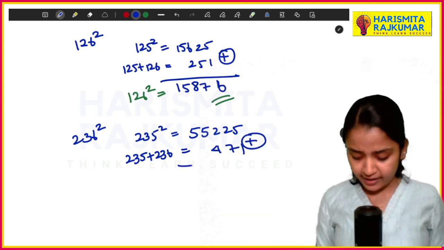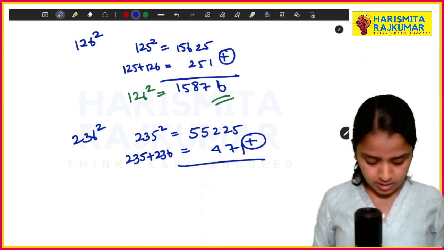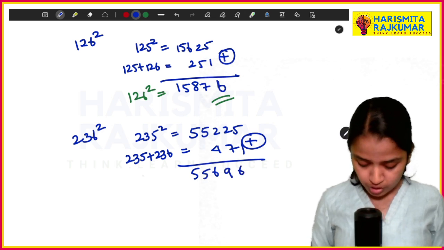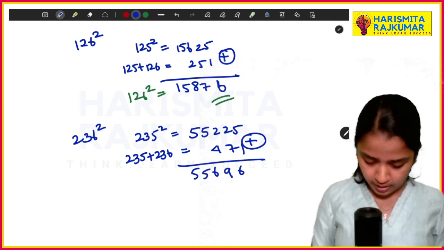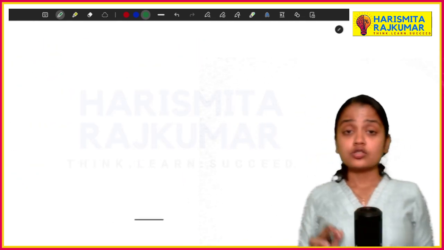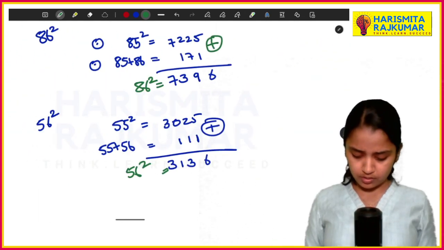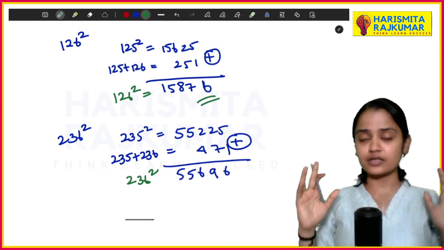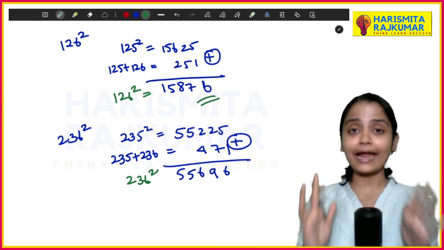So this is what I'll be getting. I have to add it. So that is my final answer, which is 55696. So this is the answer for 236 square, right? Yeah. So this is a simple trick to solve the squares of numbers ending with 6.